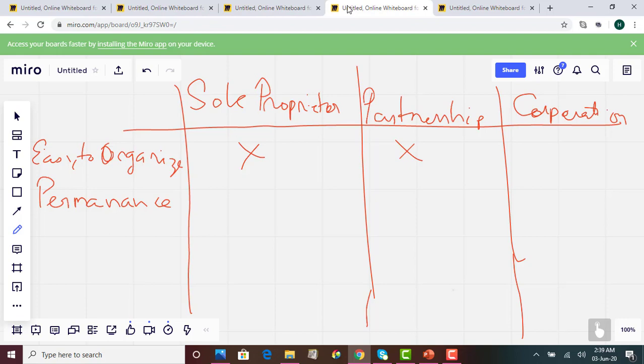Let's say I own a small grocery store under sole proprietorship, and then something happens to me and I die. Probably the grocery store is going to close down. Nobody else is going to take up the responsibilities, or nobody else is there to look after my business, so it will probably close down. So there is very little permanence for sole proprietorship or partnership. But for corporation, the permanence is there for a long time.